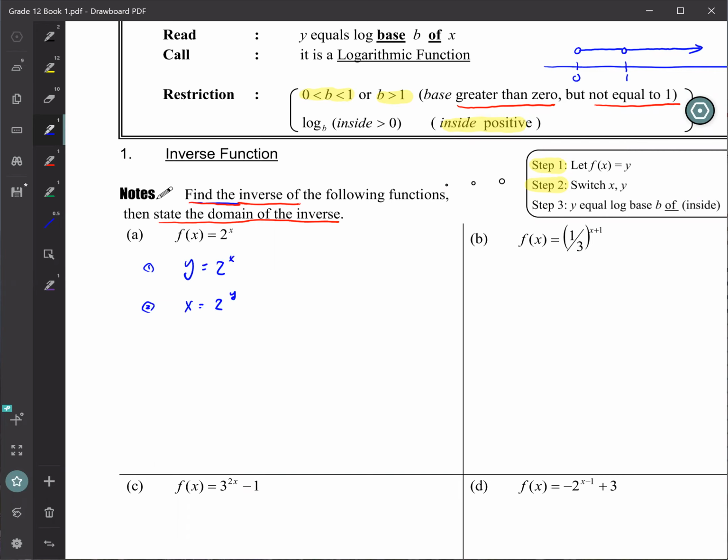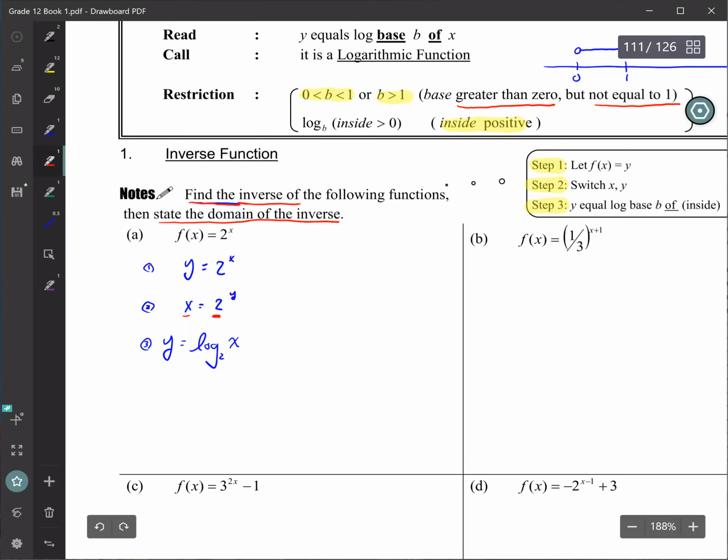So here we'll use the counterclock, change to log form, okay? So step 3 is to do the counterclock and change to log form. So we'll start with the base, right? So log base 2, right? And then go to the other side of the equal sign. So that's the x. So log of x equals y, right? So we'll write y equals.